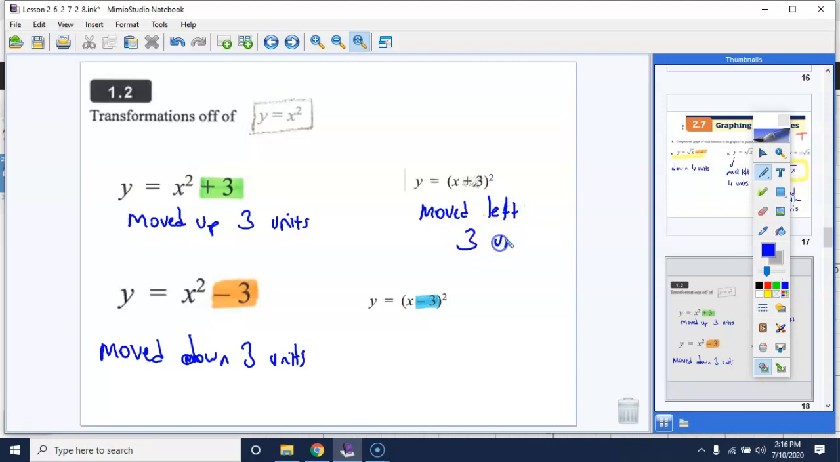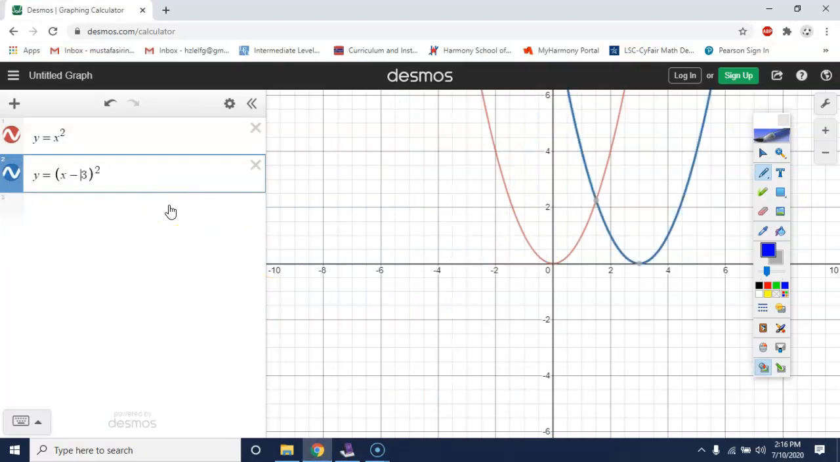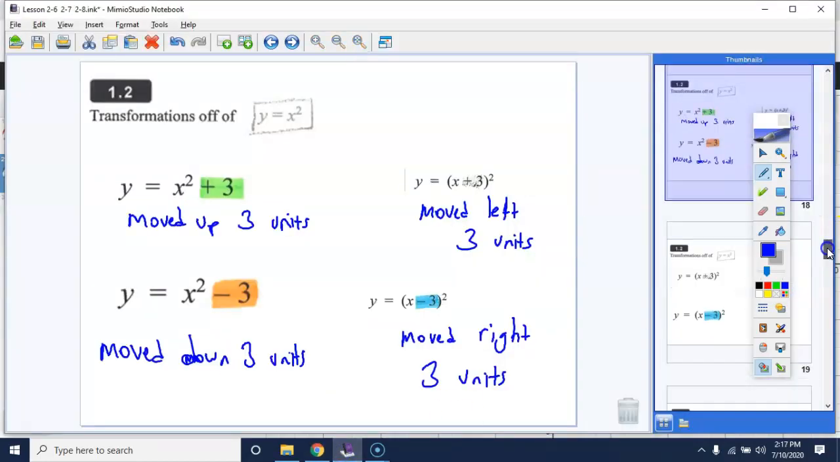Left 3 units. So on this one, as expected, move right 3 units. But just to make sure, let's graph and see. x minus 3, as you're seeing, it moved to the right. That's all what I do here.